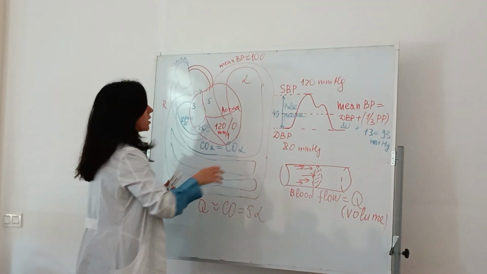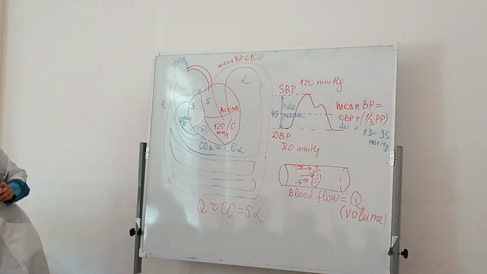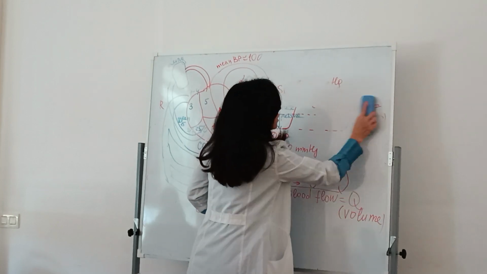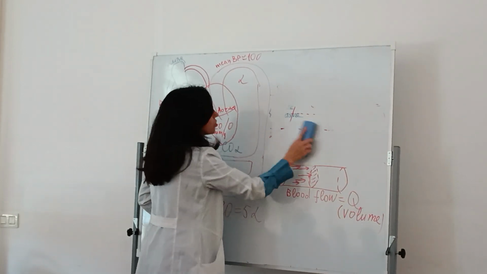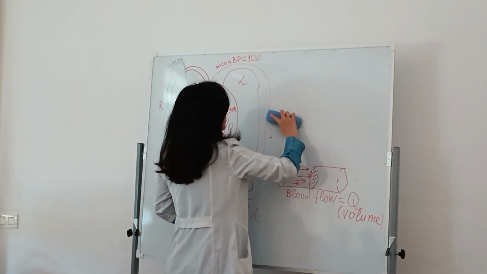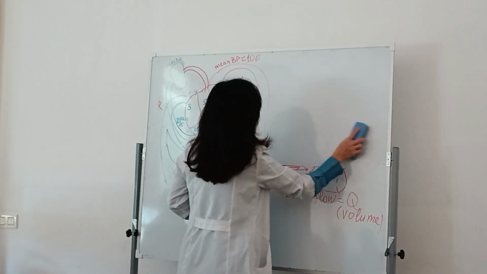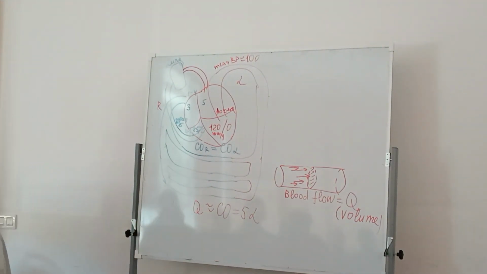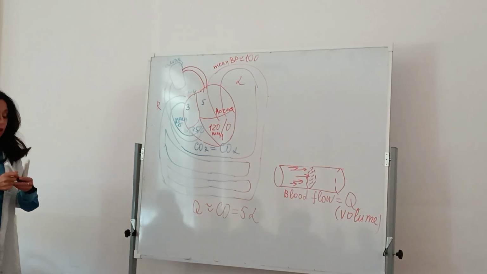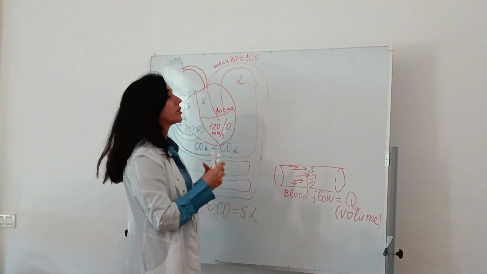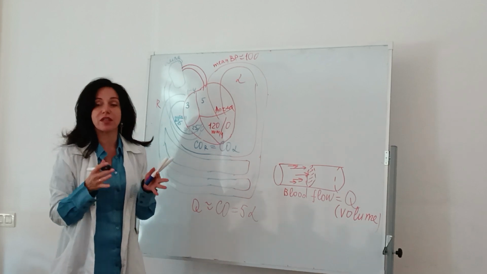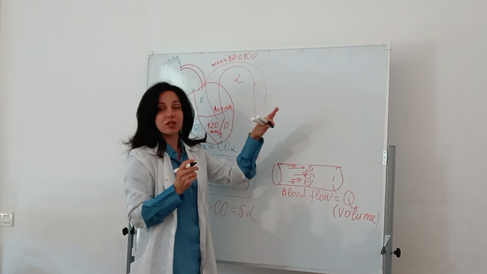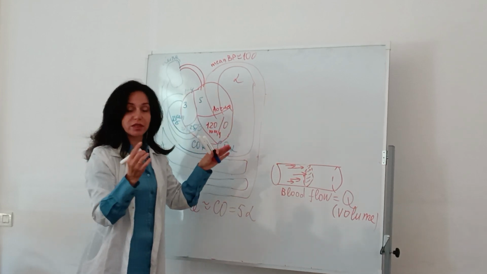Now, I will clean this screen because I need more space, and I'm going to draw another key scheme. I will ask you about it during the colloquium, very important. At first, a model of different blood vessels. Did you study blood vessels in histology? Yes. The scheme is just for systemic circulation.